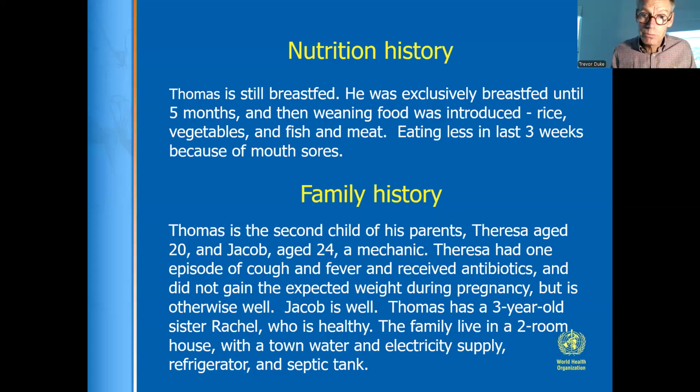In terms of family history, Thomas is the second child of his parents, Teresa, age 20, and Jacob, age 24. Jacob's a mechanic. Teresa was a student, and then she became pregnant with her first child. Teresa had 1 episode of cough and fever and received some antibiotics during her most recent pregnancy with Thomas, and didn't gain the expected weight during pregnancy, but is otherwise well, and Jacob was well. Thomas has a 3-year-old sister named Rachel who's healthy, and the family live in a 2-room house with a town water and electricity supply, a refrigerator, and a septic tank. So they lived in the town.